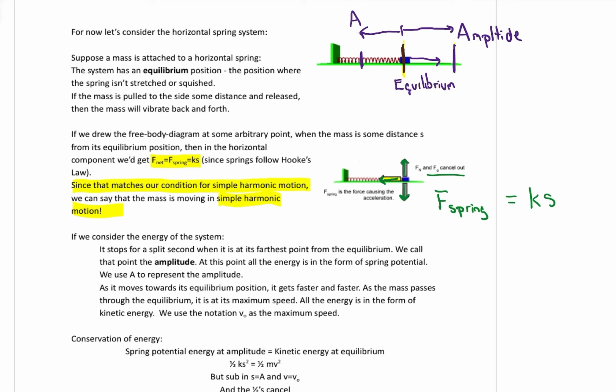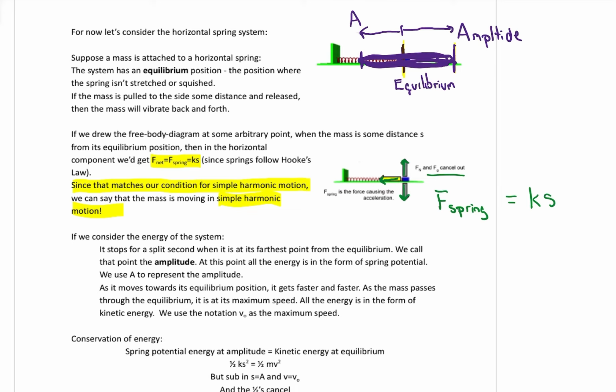Our mass on the end of the spring is going to wobble out to one amplitude position, then go back through the equilibrium to the other amplitude position, then wobble back to the equilibrium over and over again. So there's your vibration from one amplitude through equilibrium to the other amplitude over and over again. That vibration is simple harmonic motion vibration because it's on a spring, and Hooke's law looks like our condition for simple harmonic motion.